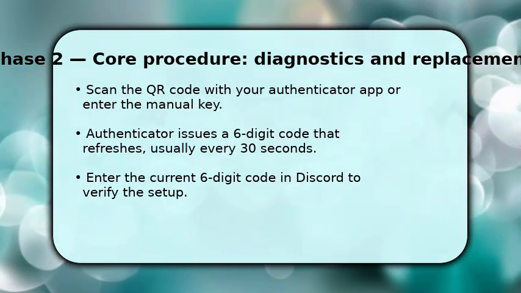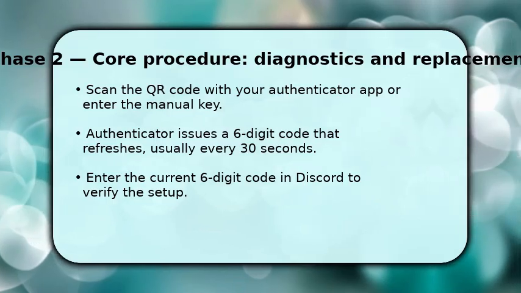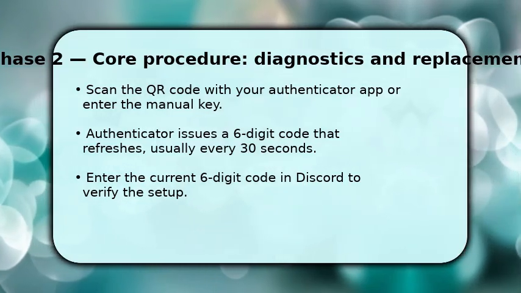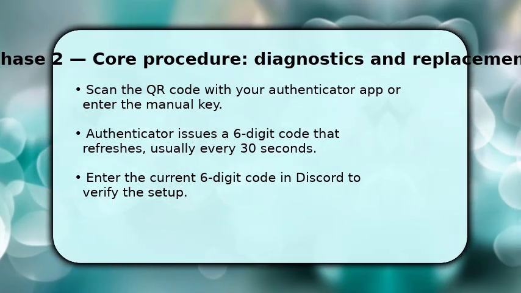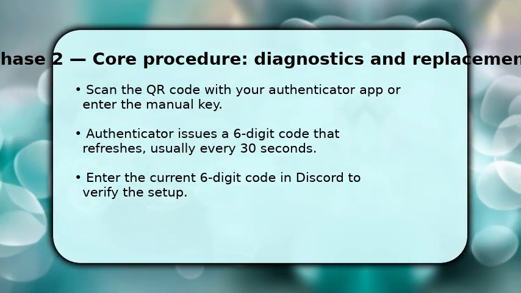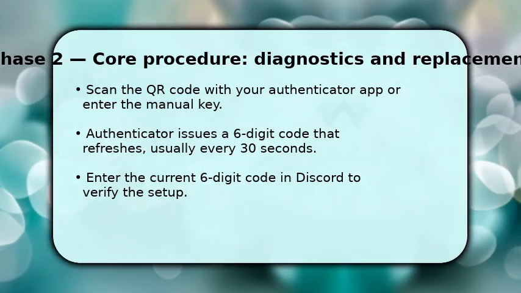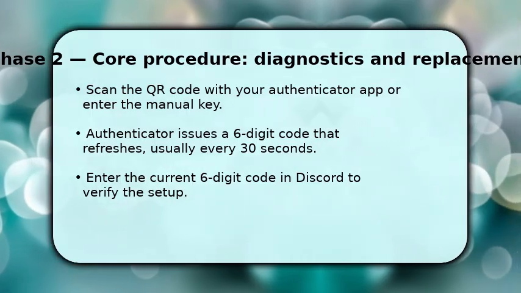Enter the current 6-digit code into Discord's prompt and submit. Once Discord accepts it, you'll be issued backup codes. Copy them or save them to a secure password manager. These steps finalize the core two-factor pairing.